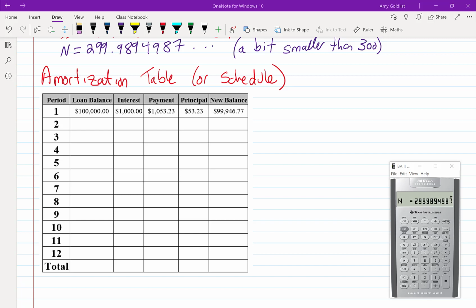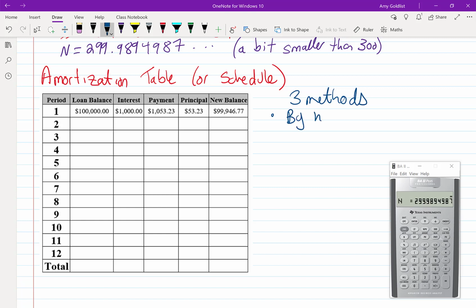Let's talk about amortization tables or schedules. An amortization schedule is just a list of all the payments that you make, along with the balance at the end of that period and the principal and interest that are part of that. There are three methods of constructing these, and we're going to look at all three.